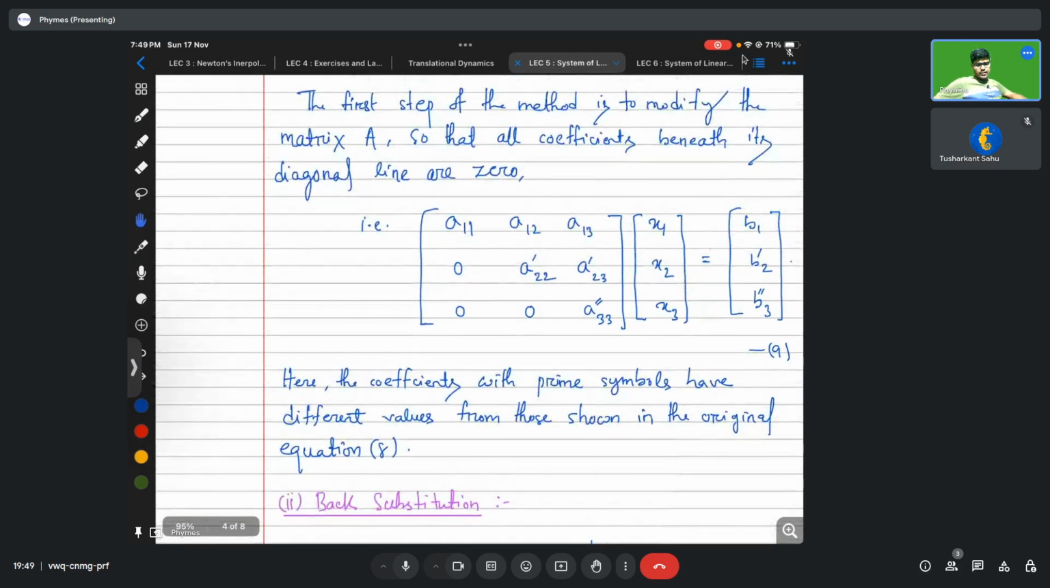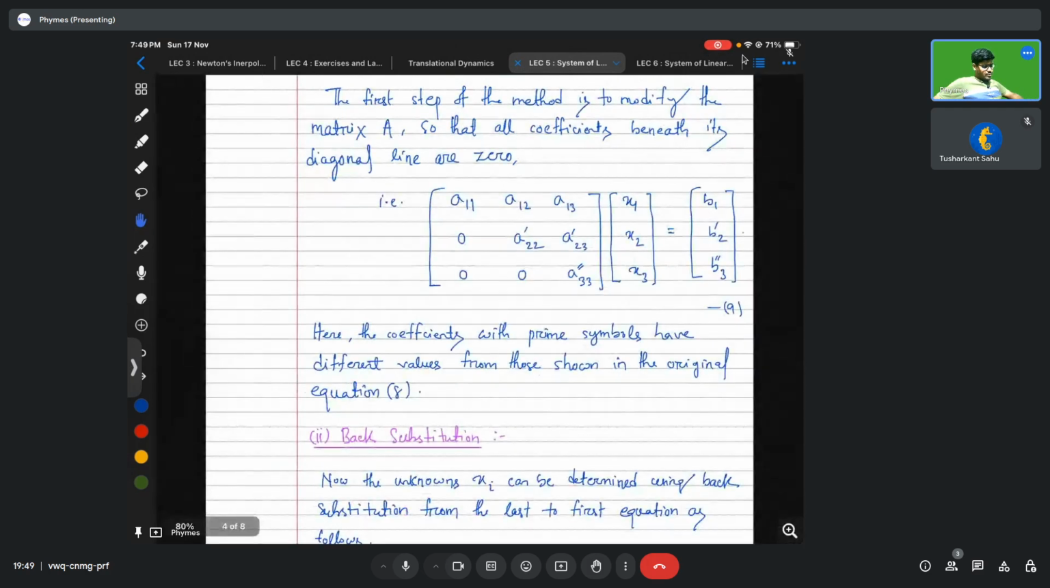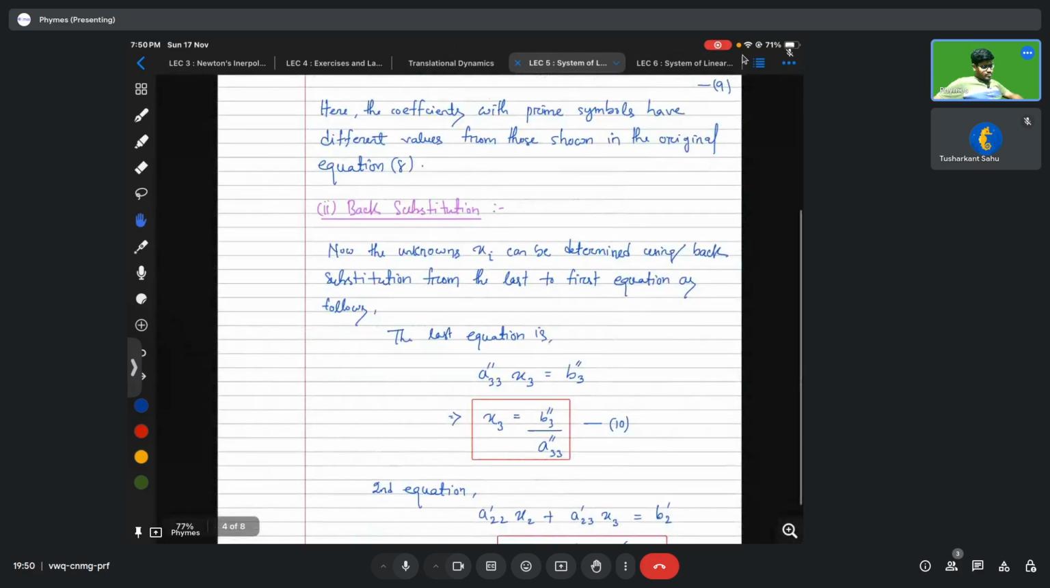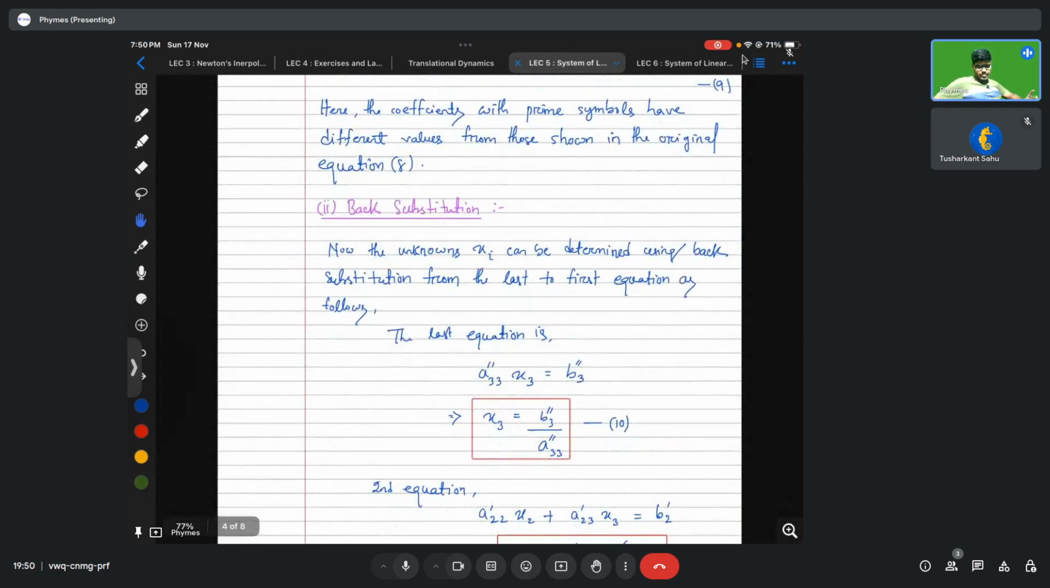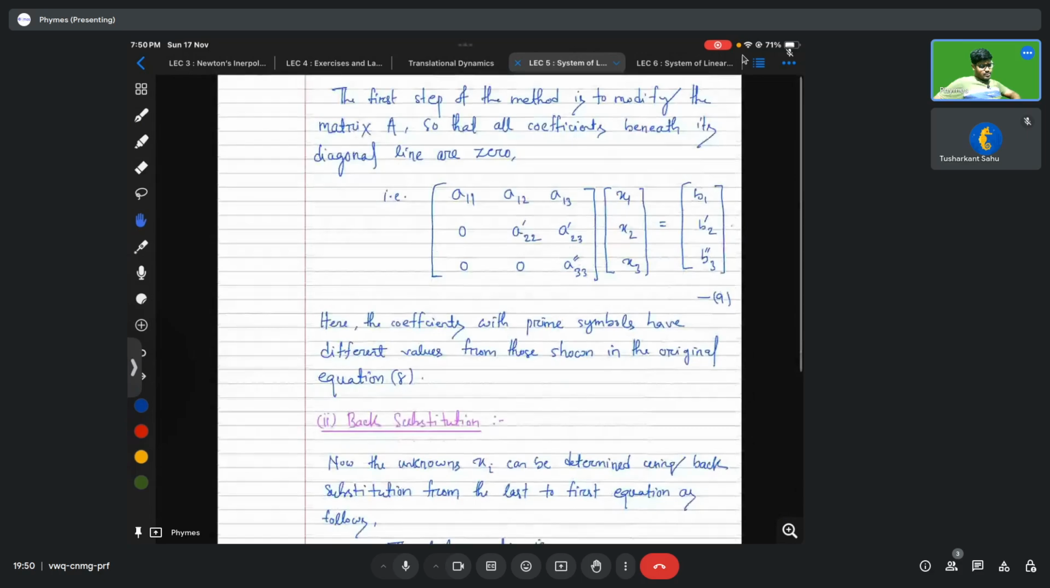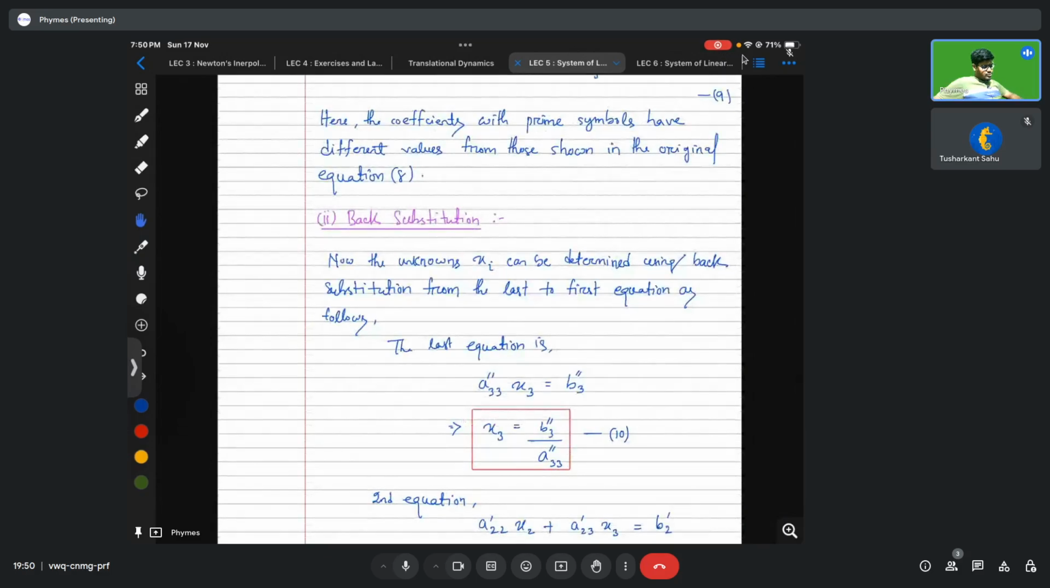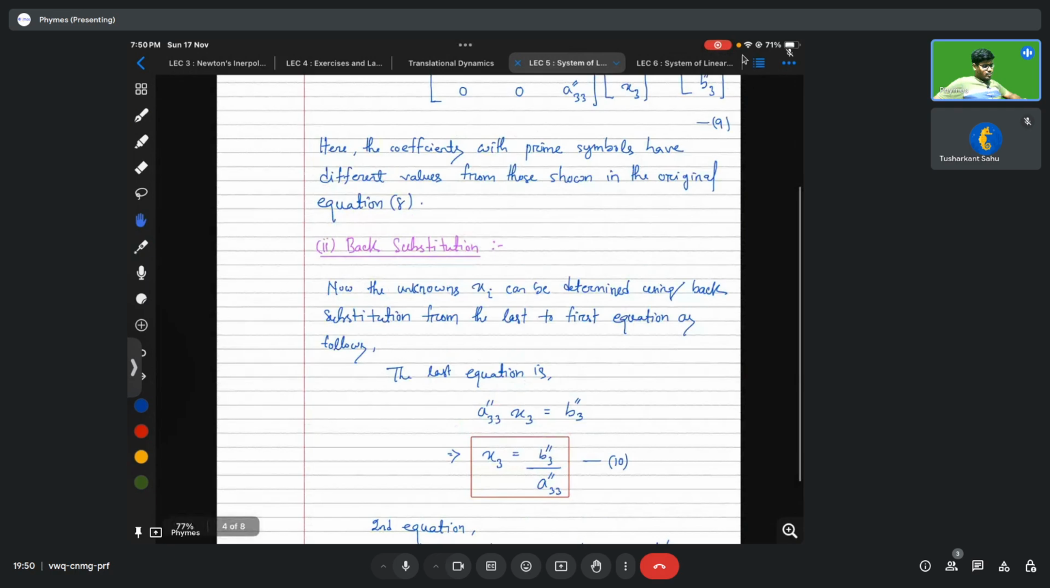And if you do that, that will be helpful for you, because now the equations are going to be easy to solve, and that can be done in the next step. That next step is back substitution. So if you make all the elements below the diagonal line 0, then what will be the last equation? The third equation. The third equation will be just a33 x3 equal to b3.